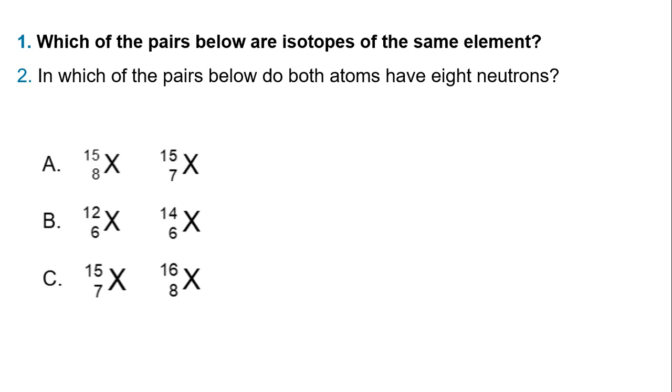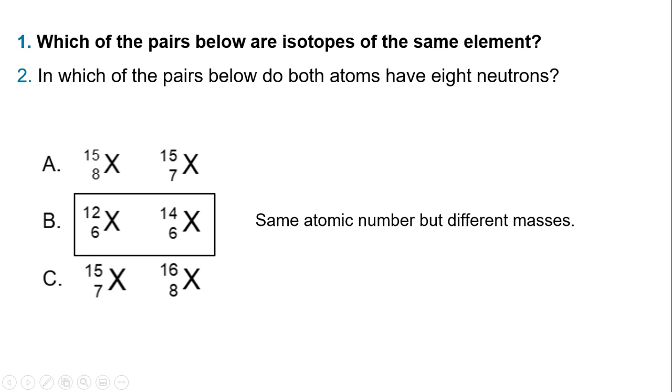So this is really easy. Your eyes should know that the bottom number is the proton number. So this matches; these are isotopes of each other. One has a mass of 12, one has a mass of 14, but the proton number for both is 6. So they have the same atomic number but different masses.